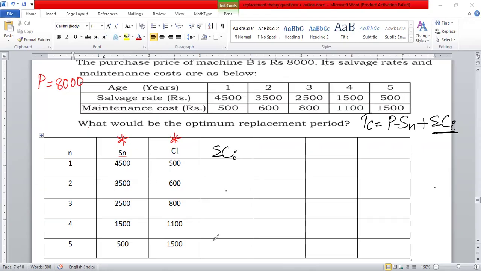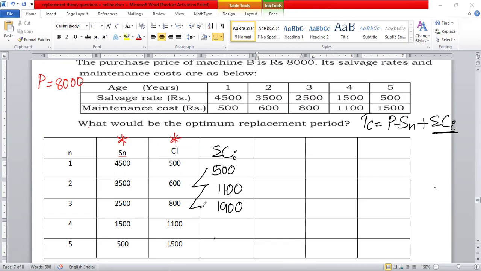Summation of CI. First value, 500. 500 plus 600, 1,100. 1,100 plus 800, 1,900. 1,900 plus 1,100, so 3,000. 3,000 plus 1,500, so 4,500.